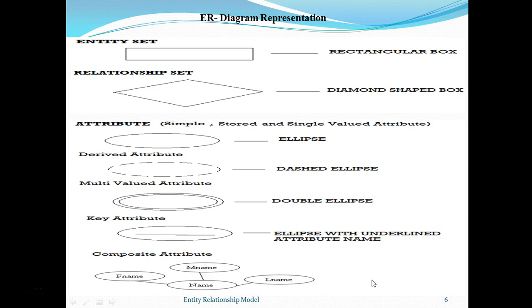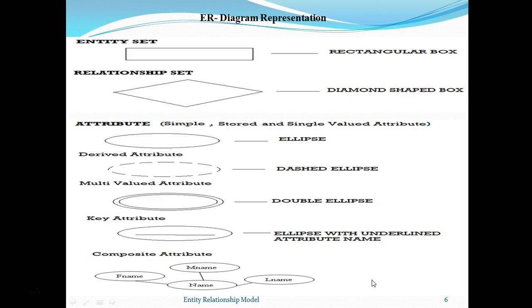The next topic is ER diagram representation. As the name shows, it's a diagram, so definitely we have some defined symbols which have specific meanings. How to represent the ER diagram? First we have to understand the meaning of each symbol which we are going to use for ER diagrams.